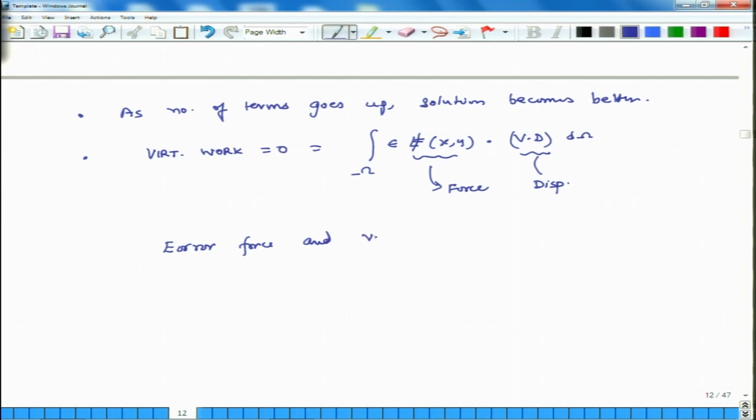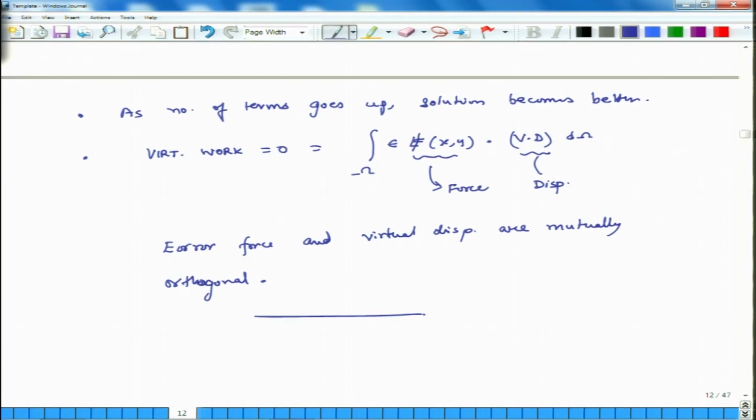Okay. So, what the principle of virtual work implies is that the error force and virtual displacement are mutually orthogonal. So, this is what I wanted to explain.